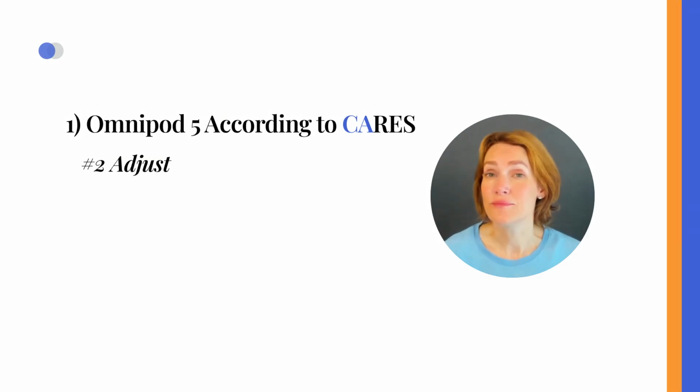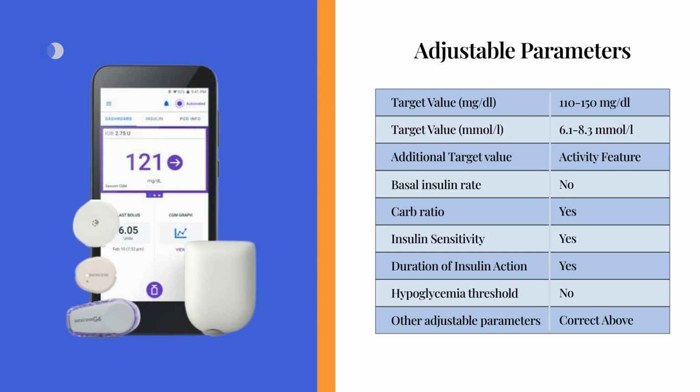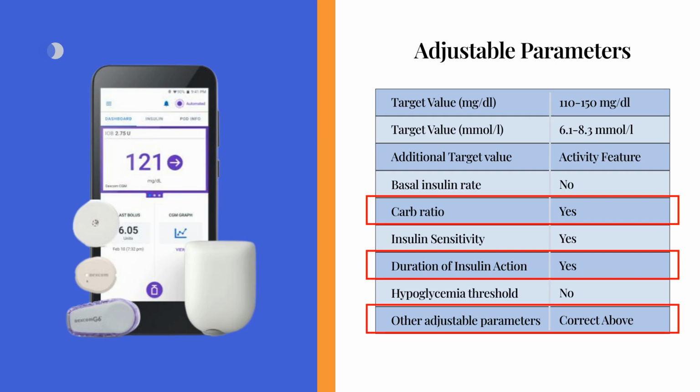Number 2. Adjust. With the Omnipod 5 system, users have the ability to adjust certain parameters to personalize their insulin therapy. The target glucose range can be set within 60-minute time blocks, allowing customization between 110 and 150 mg per deciliter or 6.1 and 8.3 millimol per liter. The bolus calculator parameters, such as the carbohydrate to insulin ratio, correction factor, duration of insulin action, and correct above value, can also be adjusted.